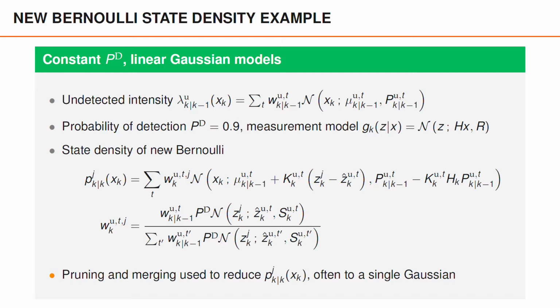Next, pruning and merging is typically performed on this mixture density to reduce the number of mixture components. In a PMBM filter, it's actually possible to have Bernoulli state densities that are mixture densities. However, often we reduce to a single Gaussian.